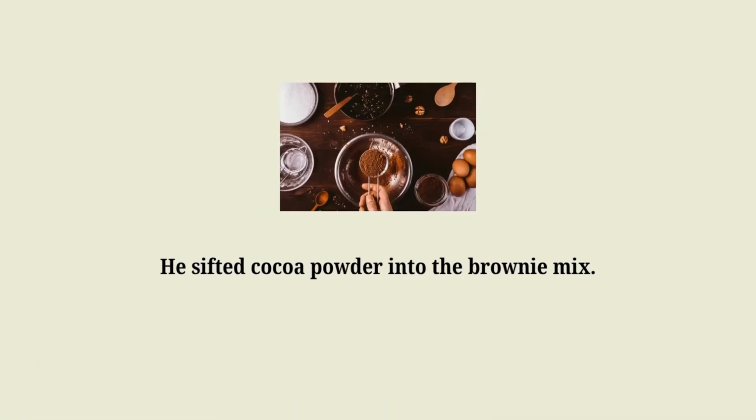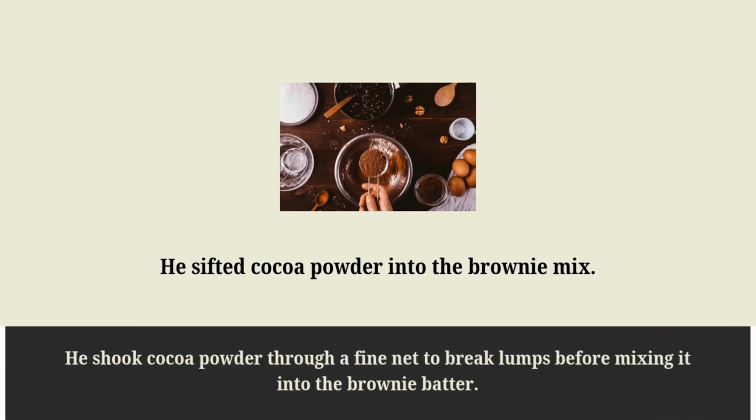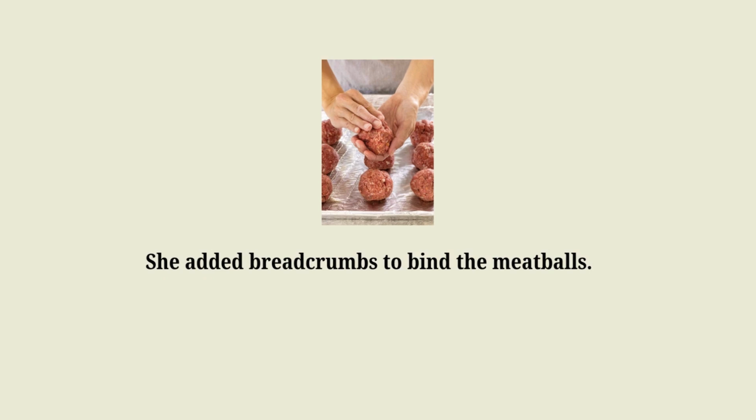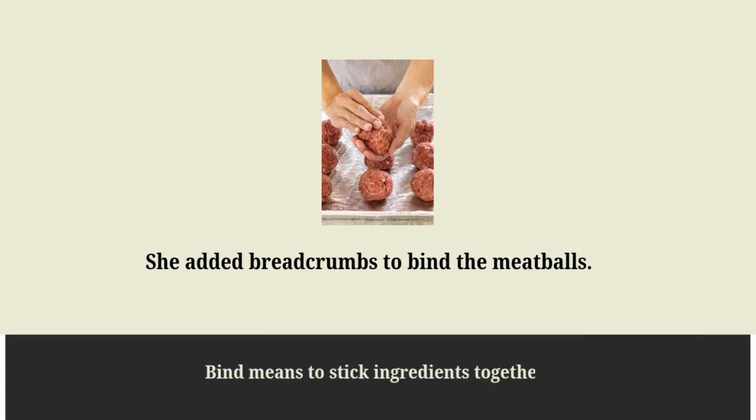He sifted cocoa powder into the brownie mix. In simple terms, he shook cocoa powder through a fine net to break lumps before mixing it into the brownie batter. She added breadcrumbs to bind the meatballs. Bind means to stick ingredients together.